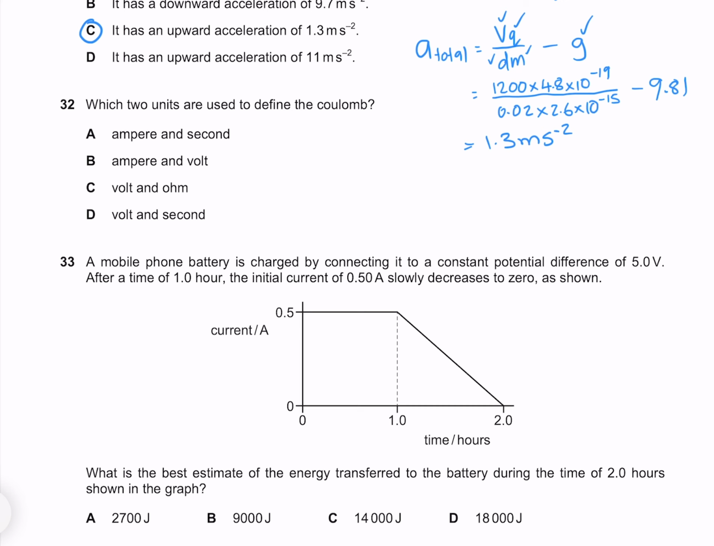Which 2 units are used to define the coulomb? An ampere is a coulomb per second, and if we multiply that by a second, the seconds cancel, and we get a coulomb, so our answer must be A.